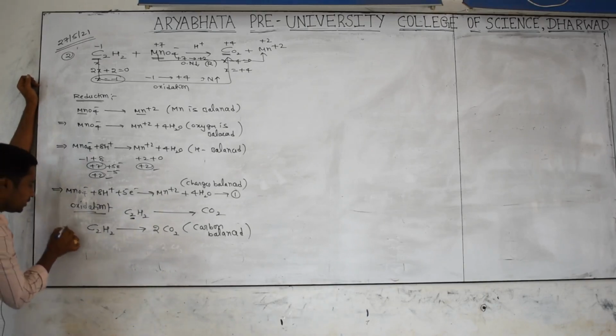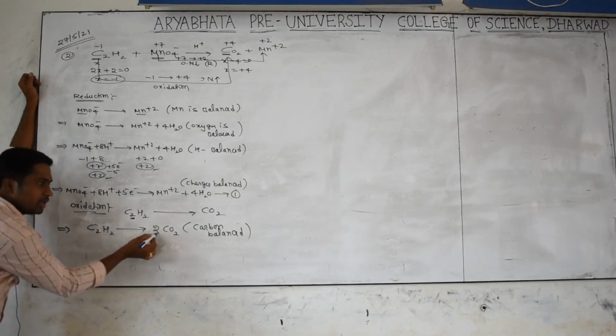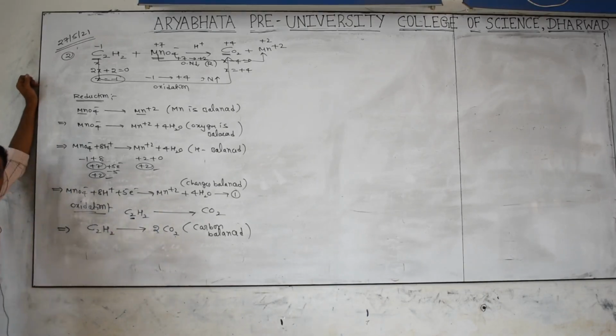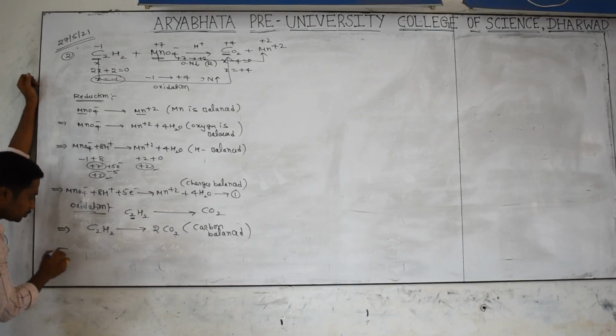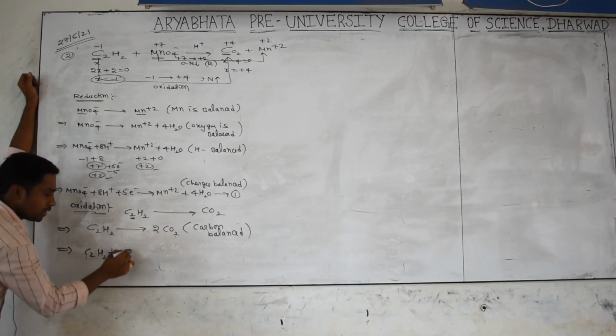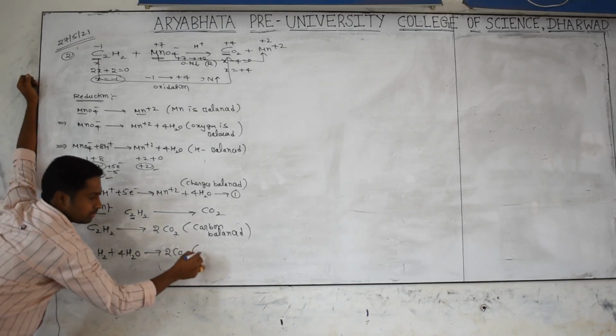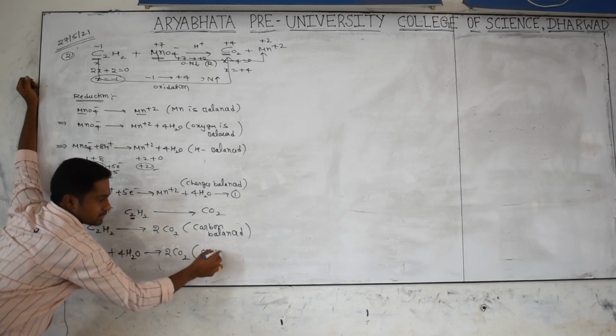What has to be done here? See carefully. On the left side, is there any oxygen? No. On the right side, how many are there? 2 2s are 4 oxygens. 4 oxygens means we want 4 water molecules on the left side. Do this: we are getting C2H2 plus 4H2O gives rise to 2 CO2, so oxygen is balanced.